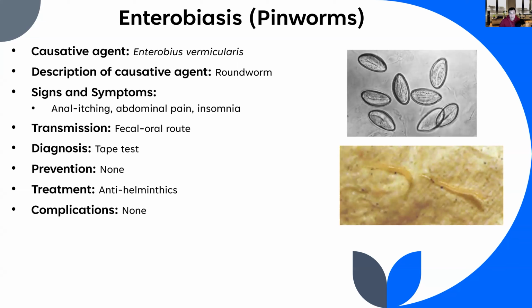So you might notice that the diagnosis for this is actually something called a tape test. So like I said, at night, the females will come out and lay eggs around the rectum. Using a piece of Scotch tape, you just touch it to the rectum of the person, and you'll actually find these eggs like in a little ring around their rectum. That's how you diagnose it. The treatment is actually fairly easy. Antihelminthics work very, very well, and there are no complications associated with this.